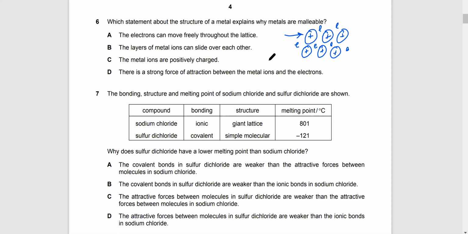So what statement about the structure of metal explains why metals are malleable? It's B: the layers of metal ions can slide over each other. If you apply a lot of force, not so easily, they will bend and can be reshaped.